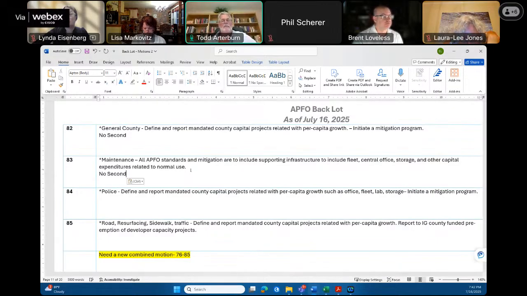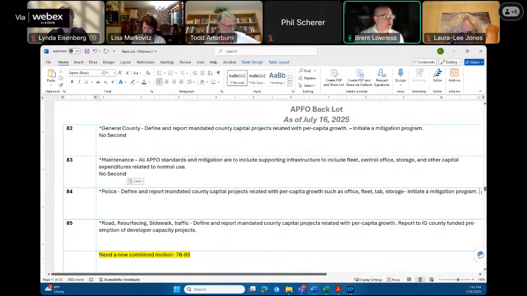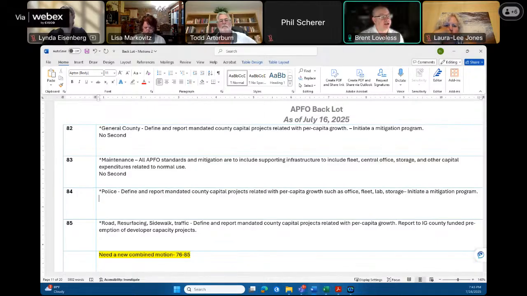Next item, 84. Police. I make a motion to define and report mandated county capital projects related with per capita growth, such as office, fleet, lab, and storage. Initiate a mitigation program. Believe it or not, the police also have capital expenses, and capital expenses that grow as the population expands. Second, anywhere?